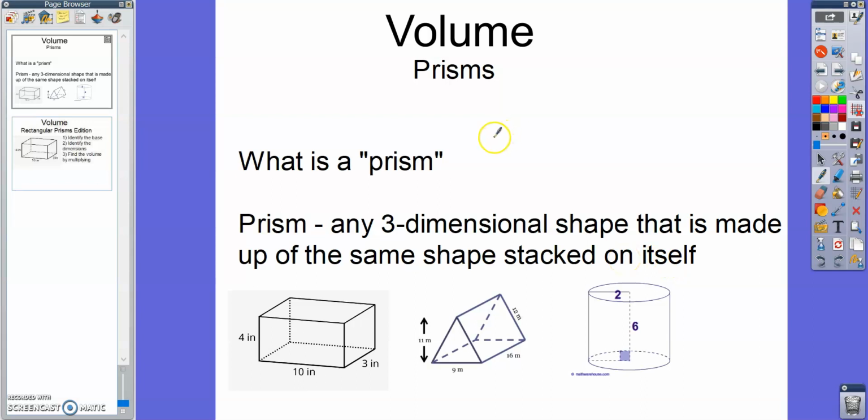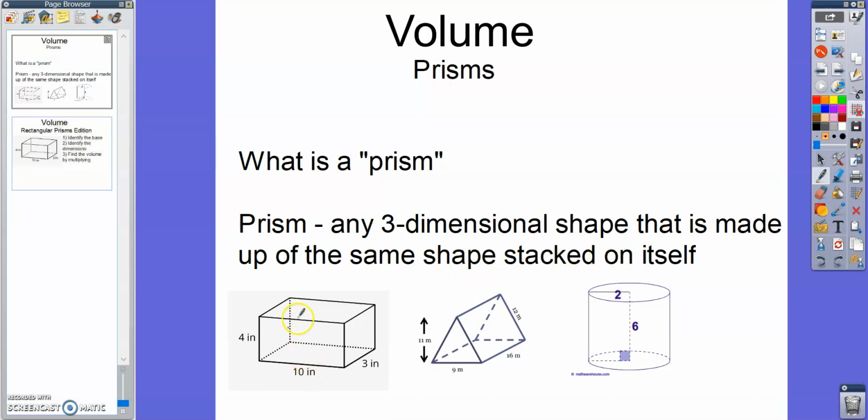So, for instance, if I drew a shape like this, that's a square stacked on top of itself. It's squares on squares on squares on squares. I can make layers of squares if I really wanted to. That's now 3 squares high. I could do that if I so chose. So a prism is just any three-dimensional shape that is made up of the same shape stacked on top of itself.